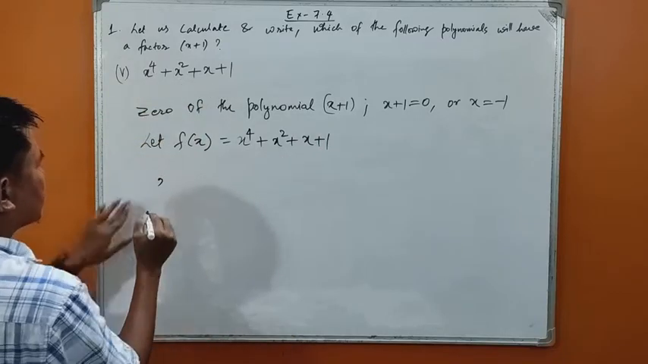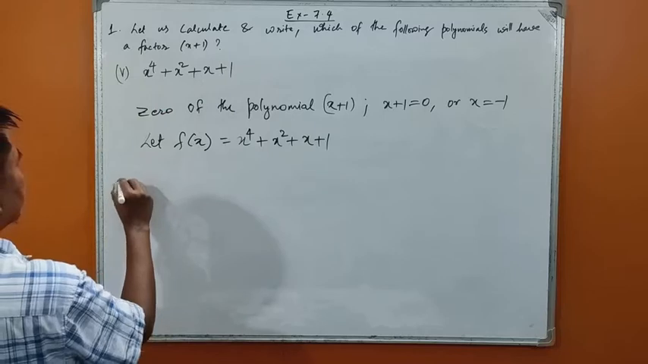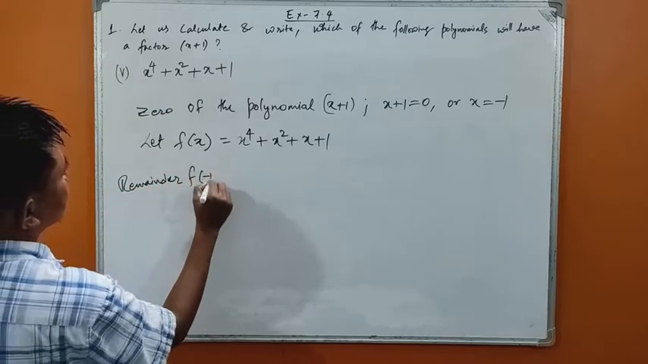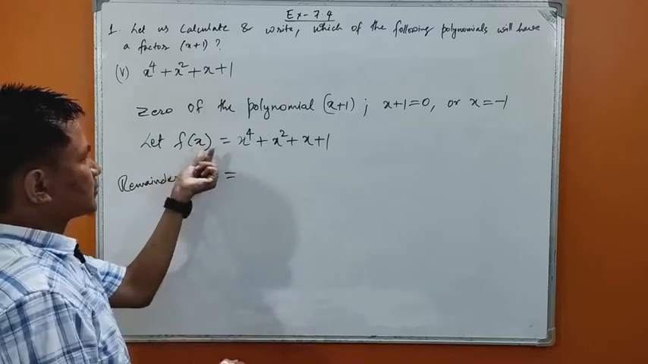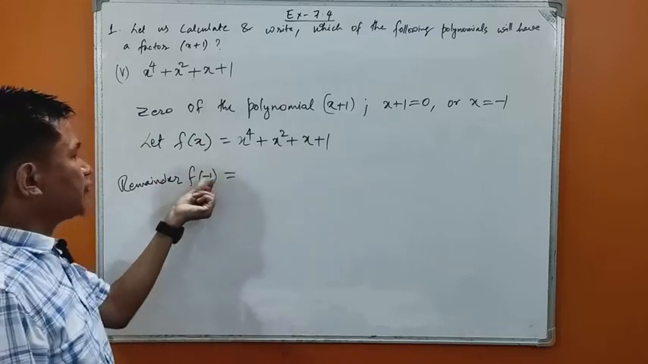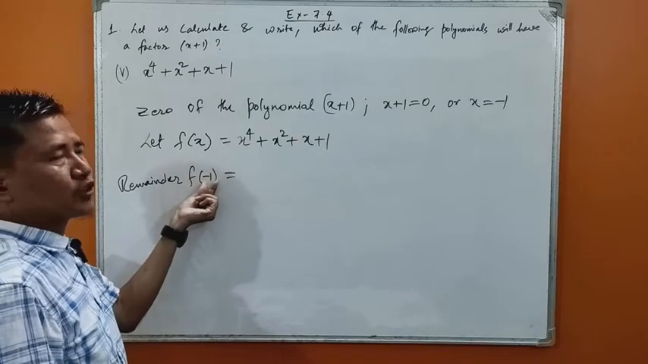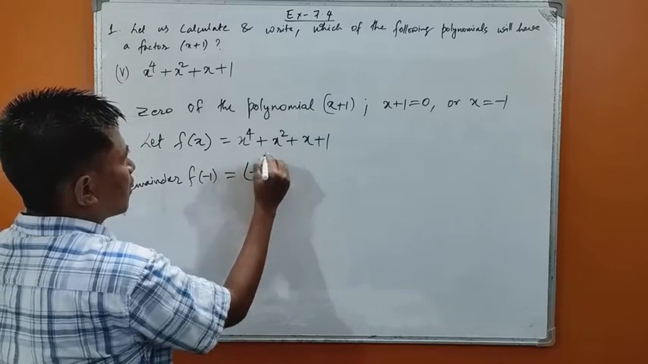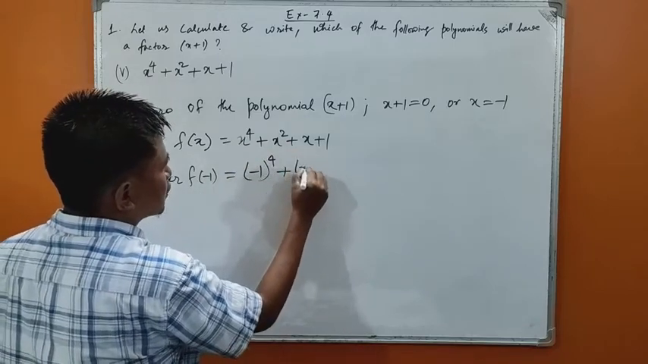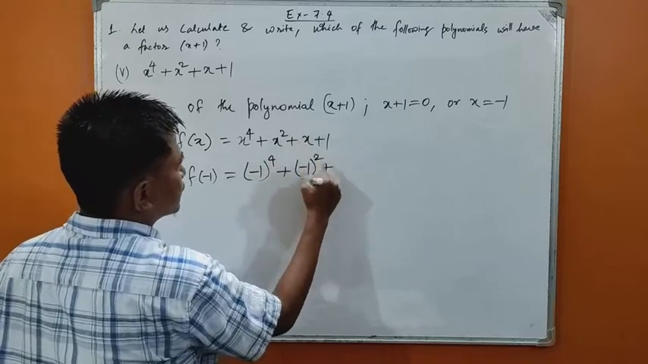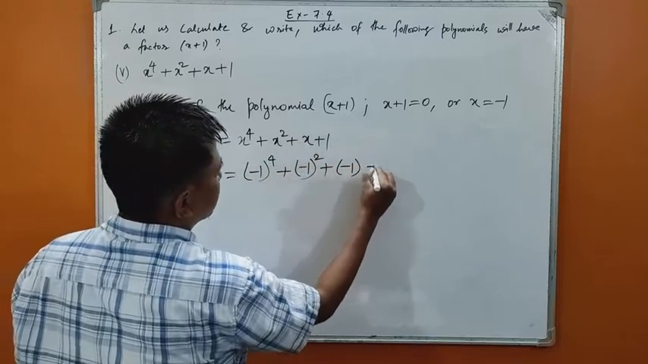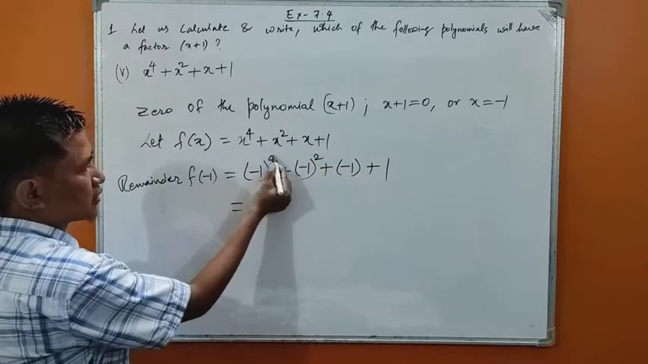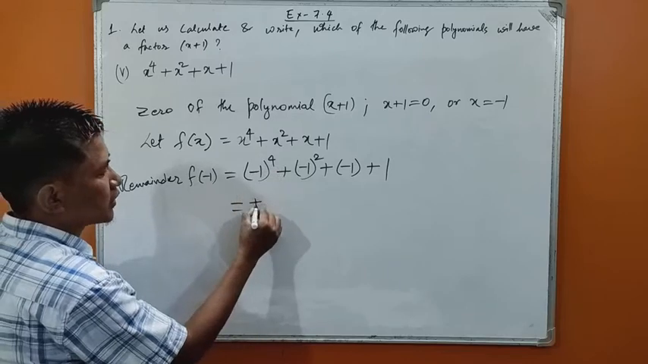Now the remainder will be f(-1), isn't it? Since f(x) is this, instead of x we write minus 1. f(-1) means instead of x we write minus 1. Okay, x means minus 1 whole to the power 4 plus this x means minus 1 whole squared plus instead of this x we write minus 1 plus this 1. Minus 1 whole to the power 4. Since the power is even number, so this minus changes to plus.